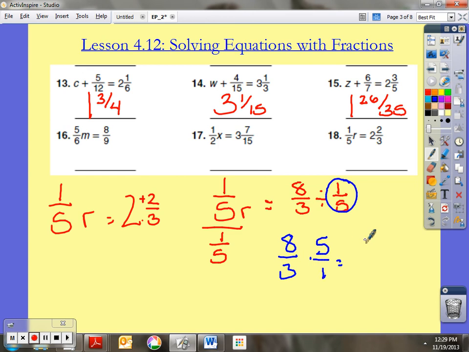This is going to be 8 times 5 is 40. There is no cross reduction that we can perform here. 3 times 1 is 3. So I have 40/3, which I can leave as that because I can't simplify it. I can also make it into 13 and 1/3. This is not simplifying, it's just renaming it. So this would give me 13 and 1/3 or 40/3. Either one is acceptable.